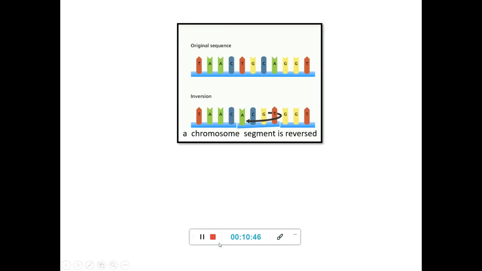Another one that we have here is the inversion sequence. It's just one particular sequence here. Now see, TGCA is just inverted and it is reversed. So that is an inversion.